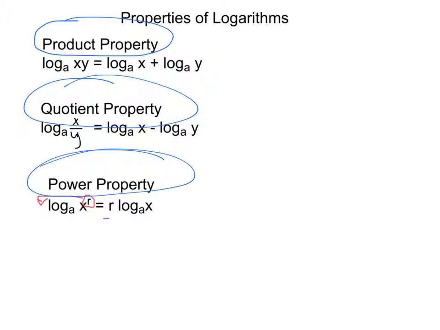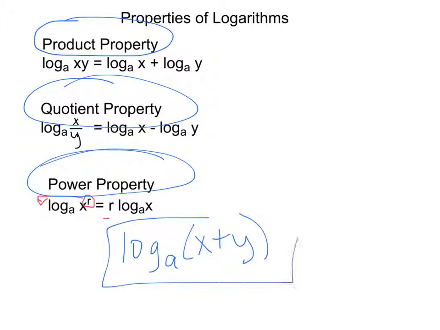Notice, do I have a sum property or a quotient? Pardon me, you've got a quotient. A difference property? Negatory, good buddy. So if you end up with something like log base a of x plus y in there, then you're done. There is no sum property to break that up, and there is no subtraction or difference property.